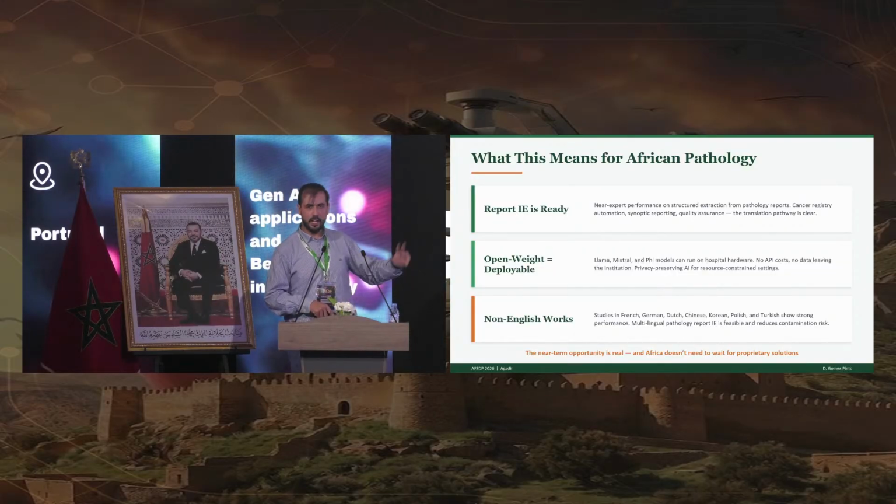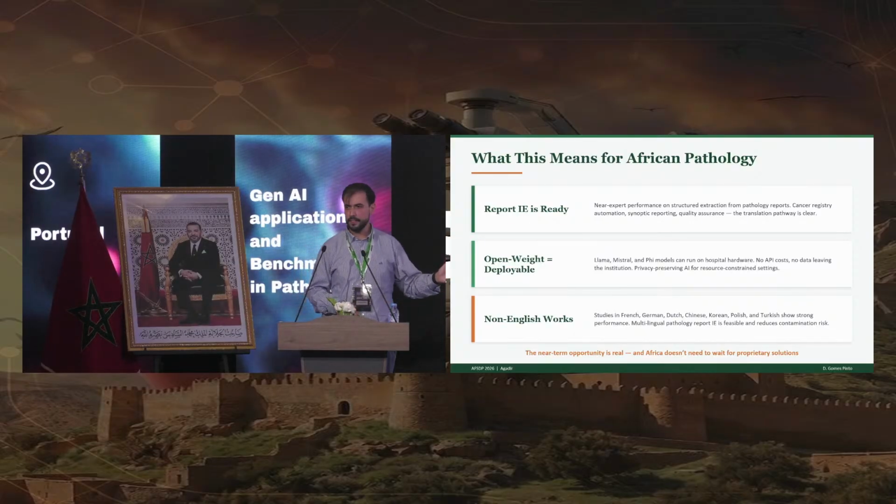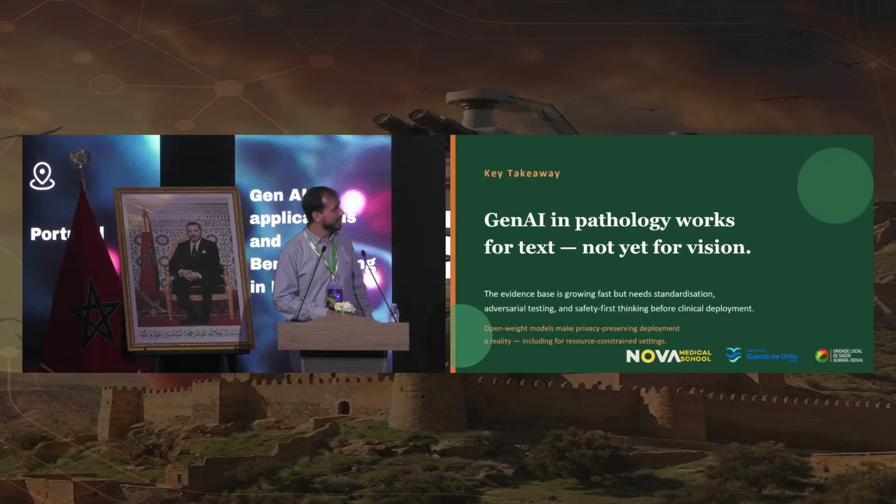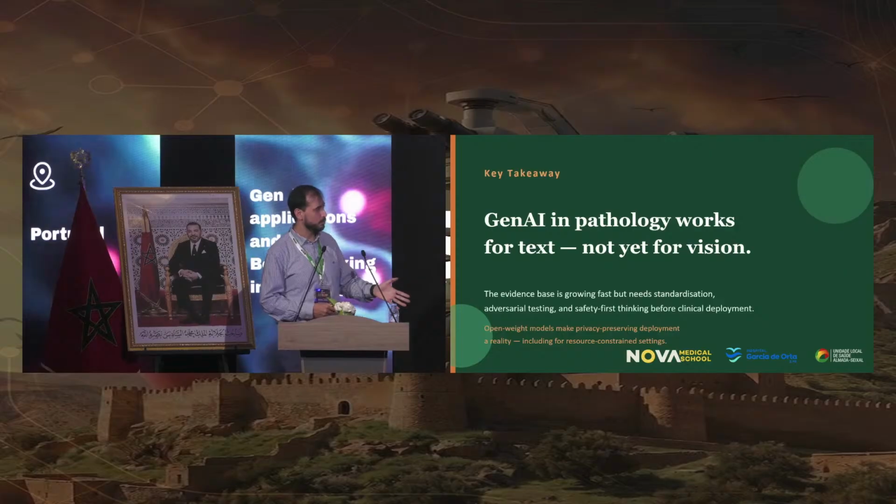In Africa, and I would say all of us, we don't need to wait for proprietary solutions, or I would even say unnecessarily expensive proprietary solutions, which I guarantee someone will be trying to sell to you, if they haven't already. So this is the key takeaway from this work: Gen AI in pathology works for text, with some limitations and some gaps in our knowledge about its performance, but not yet for vision.